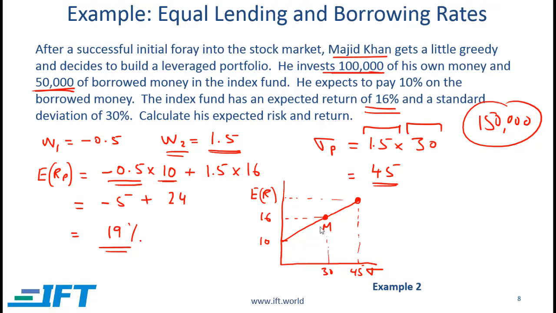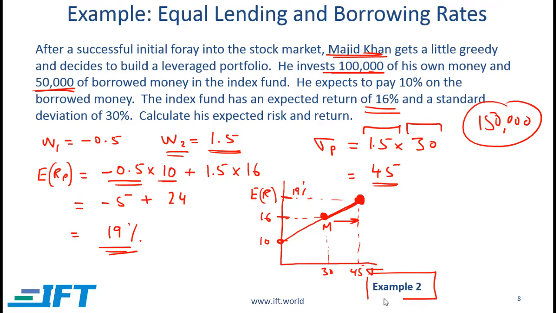Graphically, here is what we are doing. This point represents the risk-free rate, 10%. This point represents the market. Expected return is 16%. Standard deviation is 30. Since this investor here is borrowing, we are going to be to the right of the market portfolio. Clearly, because of the borrowing, the risk is higher than the market portfolio, and the expected return will also be higher. That expected return is 19% from here, and the risk is 1.5 times 30, which is 45. So this is the point where we are at.